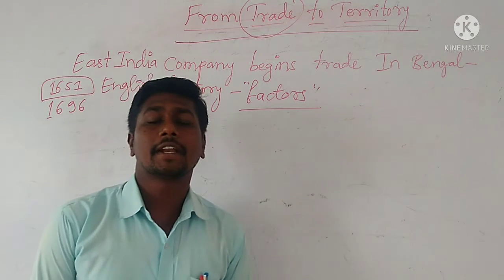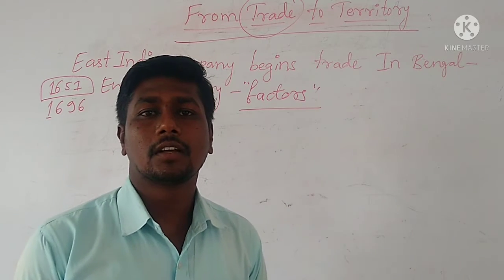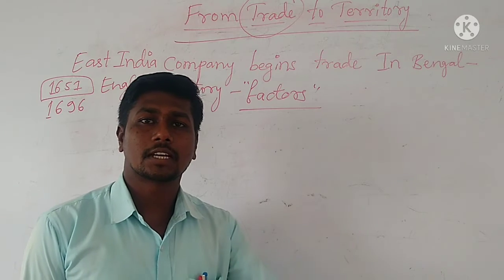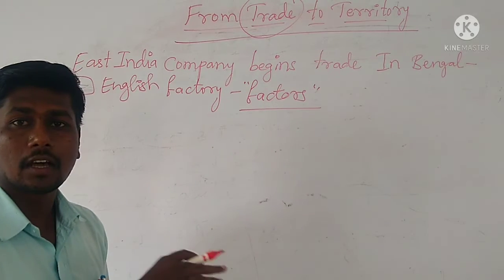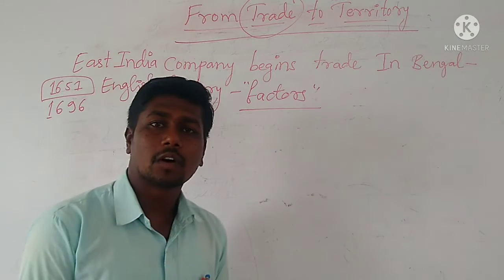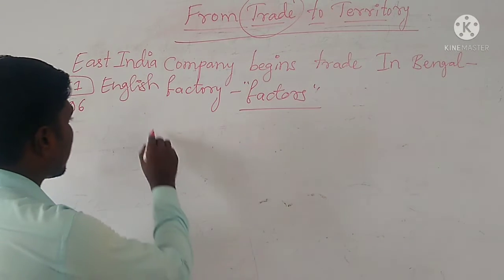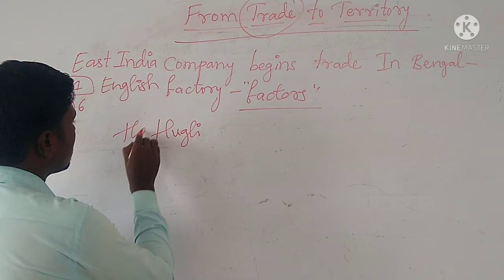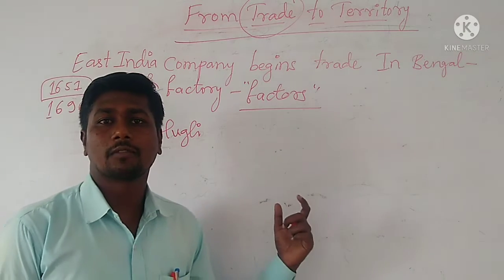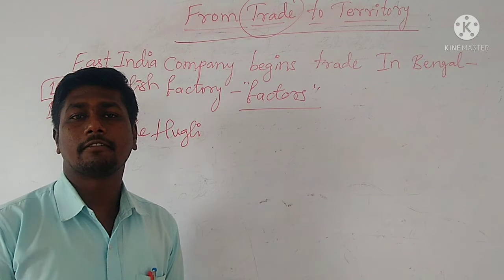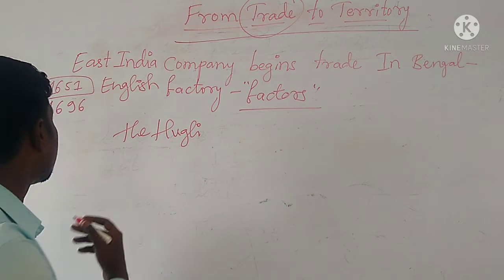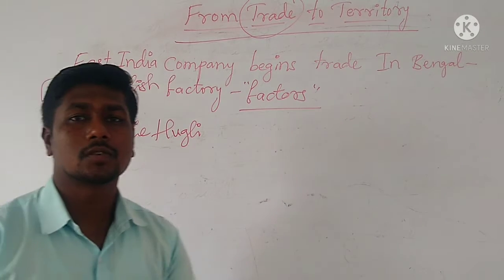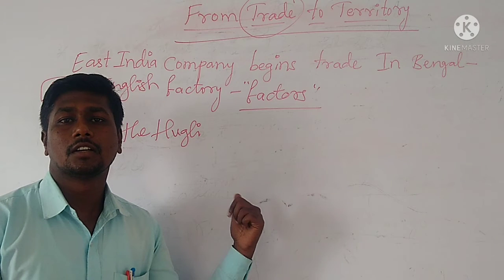And as trade increased and expanded, what happened? Various officials and traders began to construct their houses around this factory. An important point: this factory was on the bank of which river? The River Hooghly. The factory was set up on the bank of the River Hooghly in 1651, as company officials as well as traders began to set up their residences around this factory.